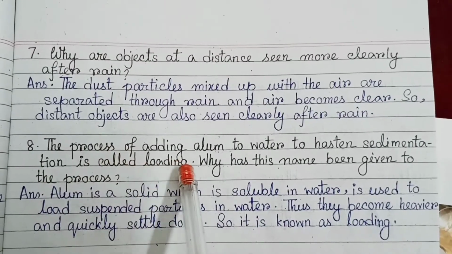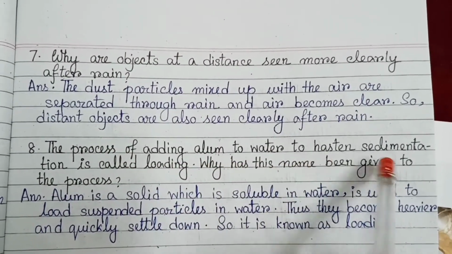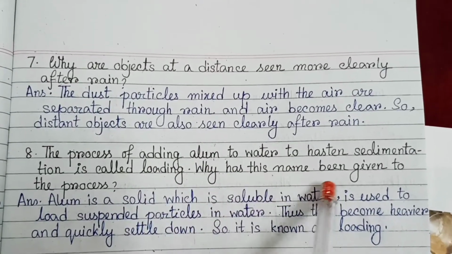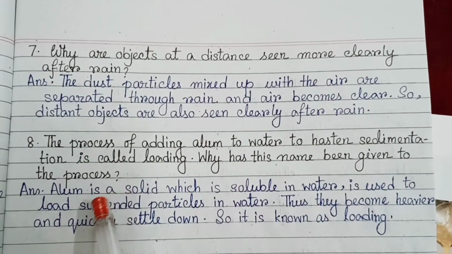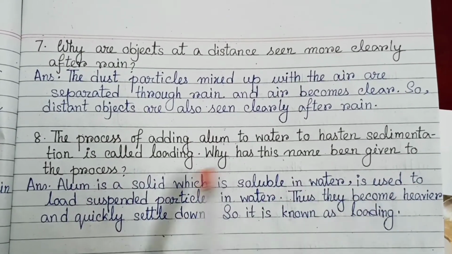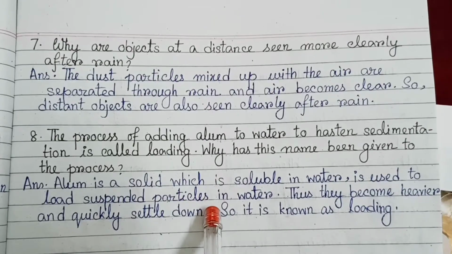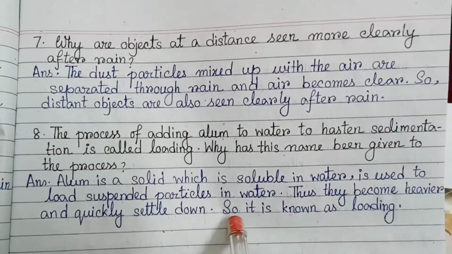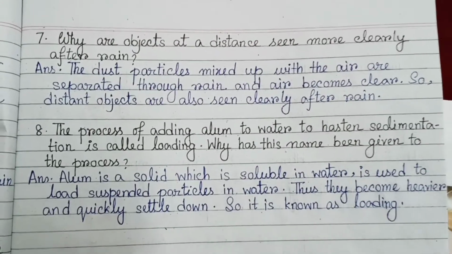The process of adding alum to water to hasten sedimentation is called loading. Why has this name been given to the process? Alum is a solid which is soluble in water, and is used to load suspended particles in water. Thus they become heavier and quickly settle down, so it is known as loading.